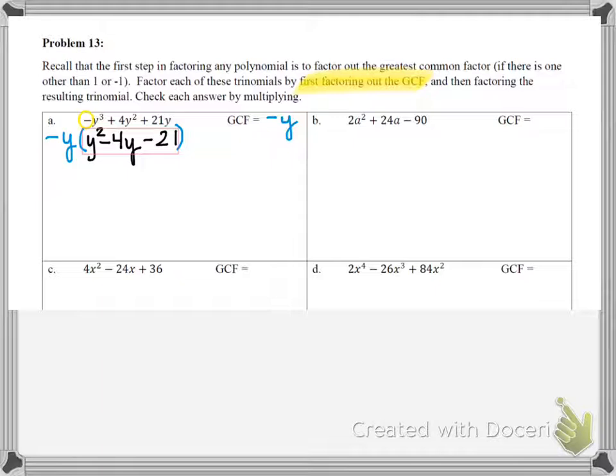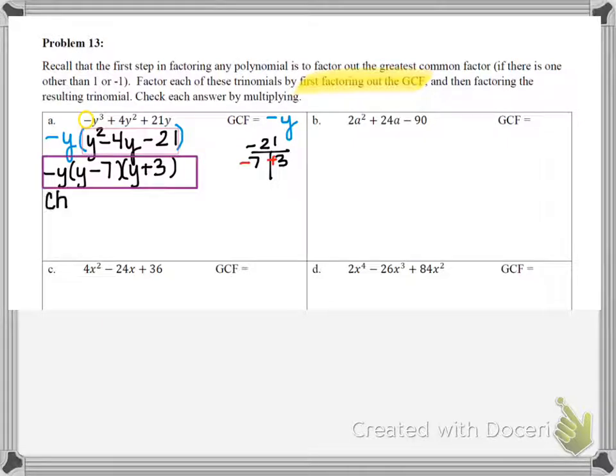Now when I go to factor, I just have to worry about factoring the trinomial that's left inside the parentheses. So I need numbers that multiply to negative 21 that add up to negative 4. So we recognize 7 and 3 are the choices, and we would want the 7 to be negative and the 3 to be positive, so it adds up to negative 4. So on the outside, we have negative y. Then we set up our skeleton for our two binomials. So this becomes y minus 7, y plus 3. That's going to be our final answer, but I'm going to walk you through the check procedure.